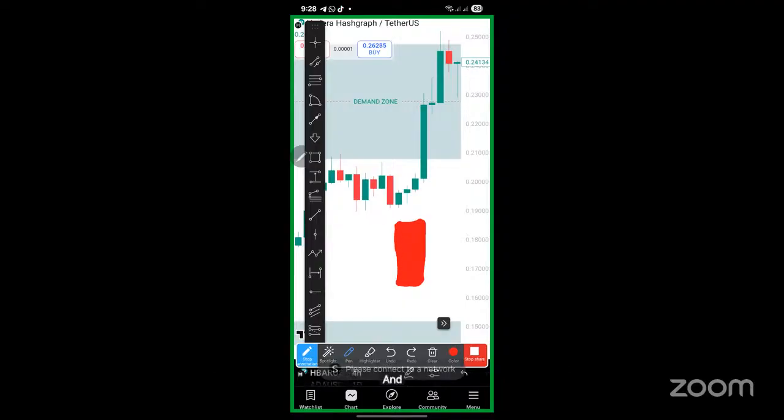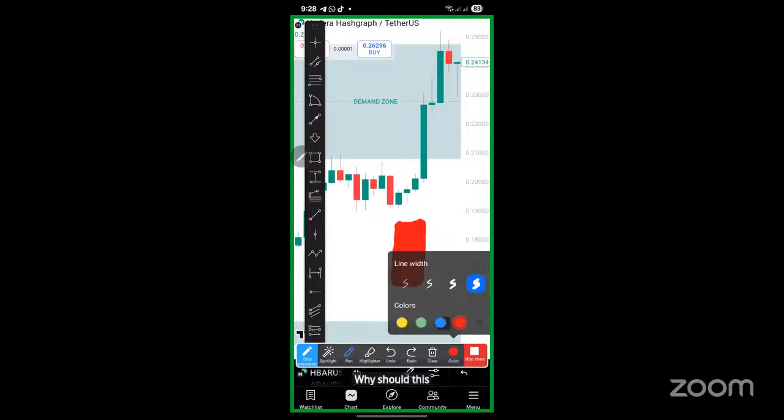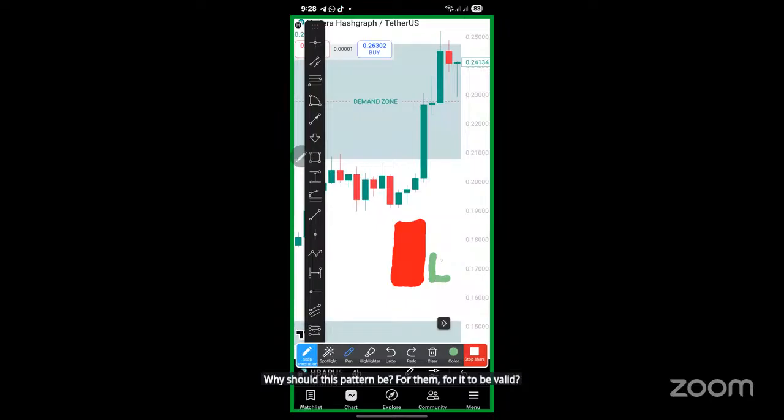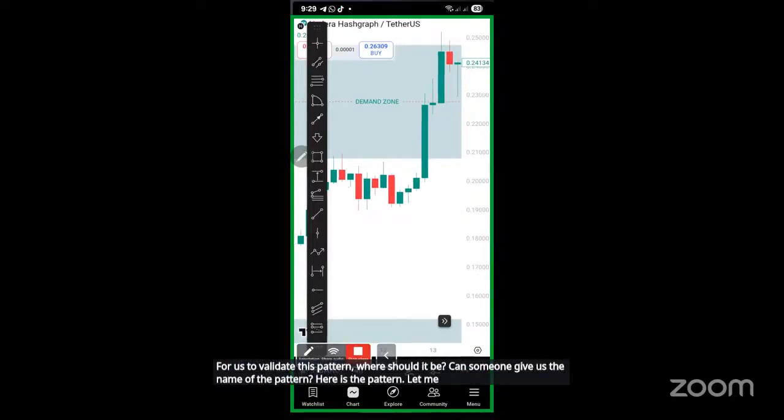And this time we are going to see where these patterns should be for them to be valid. For us to validate this pattern, where should it be? Can somebody give us the name of the pattern? Let me come to the comment section and find the name.